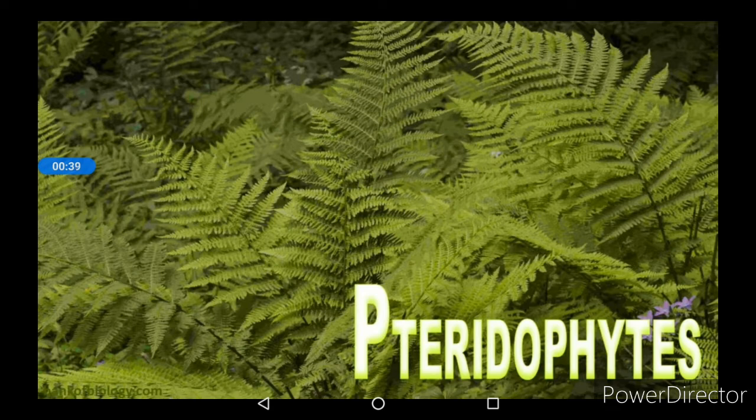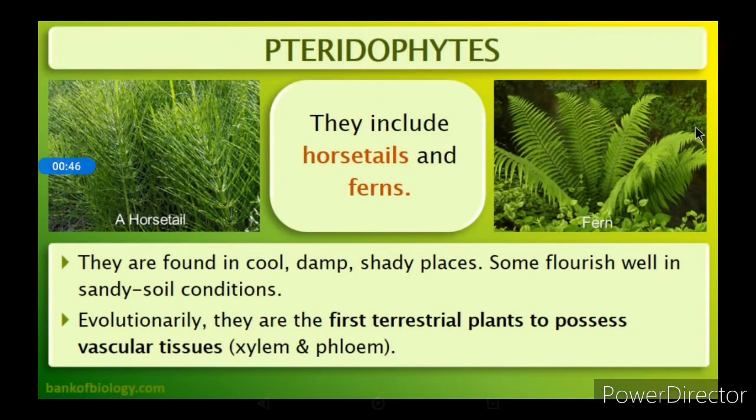They have proper roots, stem and leaves, and they also have specialized vascular tissues. What do you mean by vascular tissues? Yes, the xylem and phloem. Xylem helps in the conduction of water, and phloem helps in the conduction of food. And where is the food prepared? Yes, in the leaves, right? And the process is known as photosynthesis. So today we are going to discuss pteridophytes.